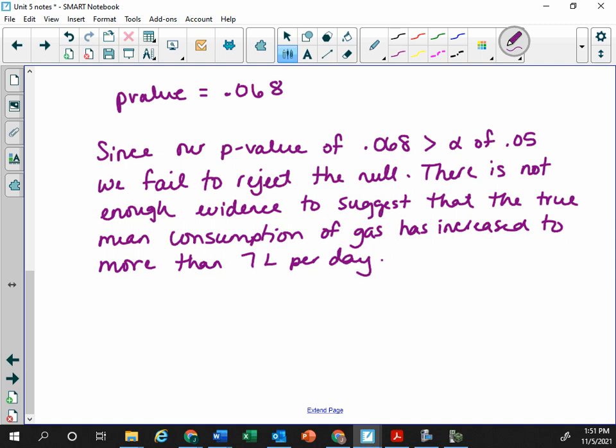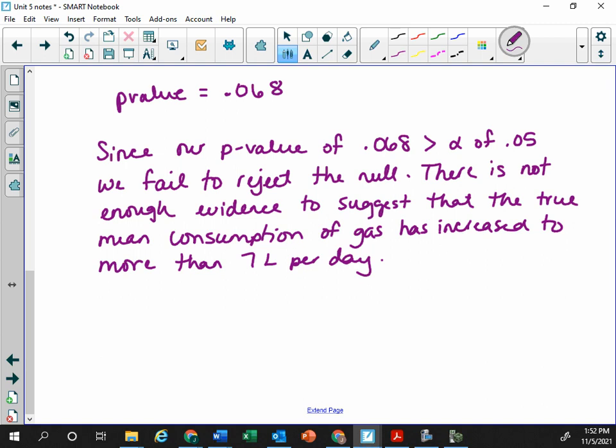So if this had been like 0.038, you'd say less than alpha, we reject the null. There is enough evidence to suggest that the true mean consumption of gas has increased to more than 7. If it's less than alpha, you reject. When it's greater than alpha, we fail to reject. The wording is very similar. It's just omitting a word here and there. It's like the claimed truth right now.